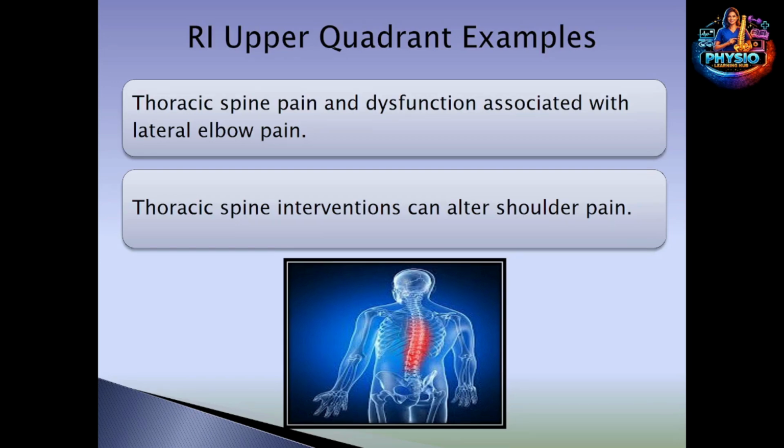Regional interdependence and upper quadrant examples. Thoracic spine pain and dysfunction associated with lateral elbow pain. Thoracic spine interventions can alter shoulder pain.